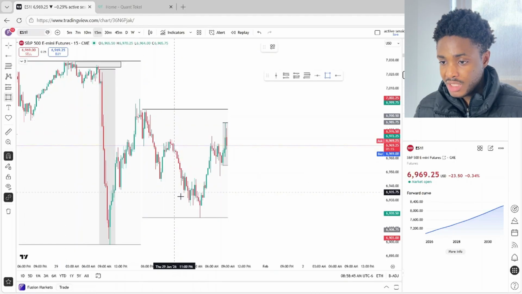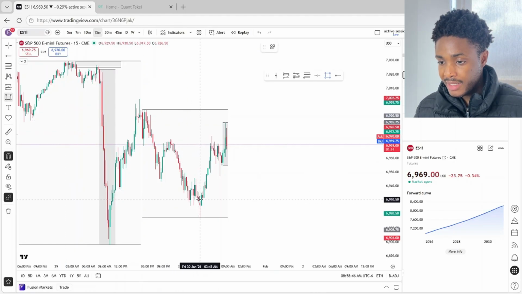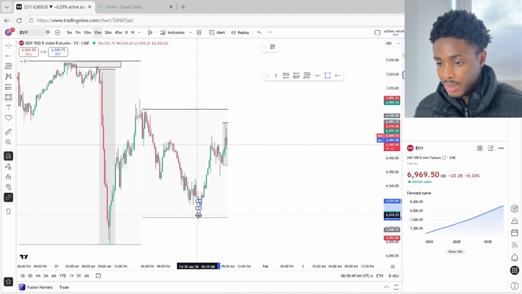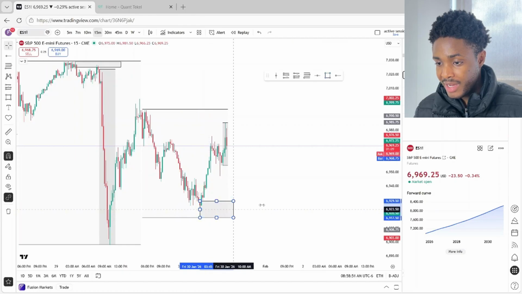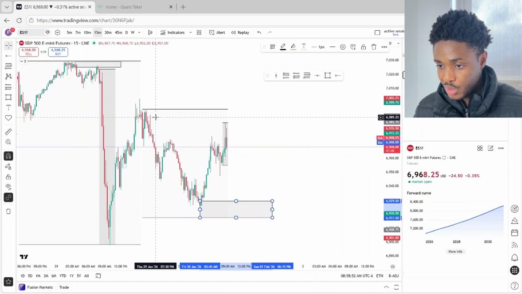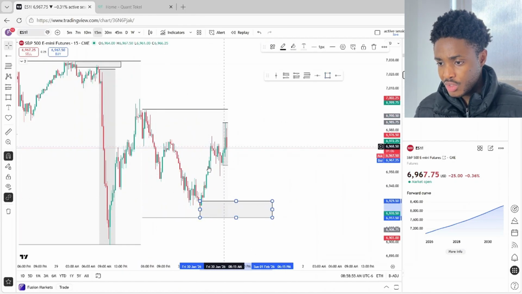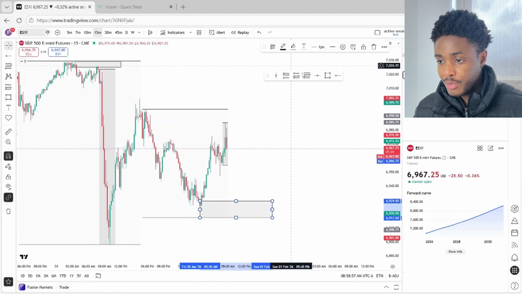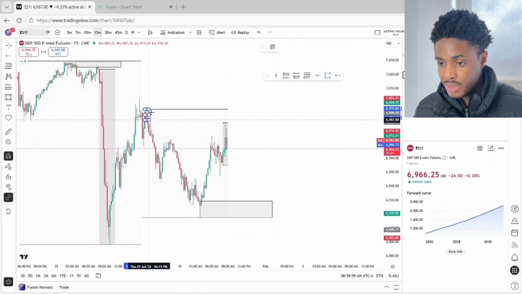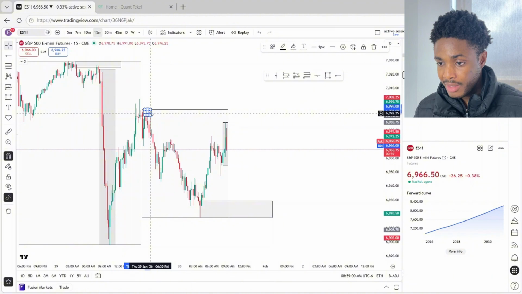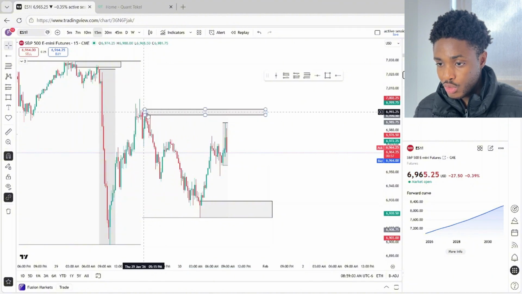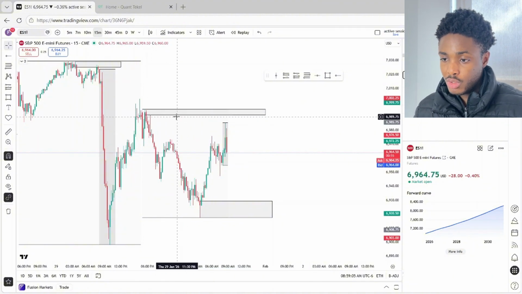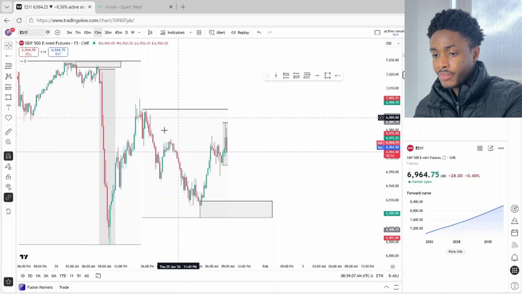I'll still be looking for the same thing on ES to buy at this level. Now, the only invalidation of my buy would be if price should take out this swing first before it gets to this level, then that invalidates the buy. But for the sell, as you can see also, between this high and this high, there's no other block, there's nothing. So I'm also not selling on either index.